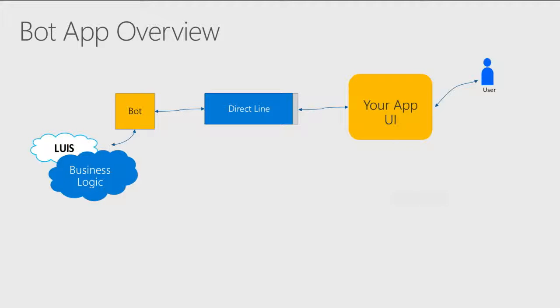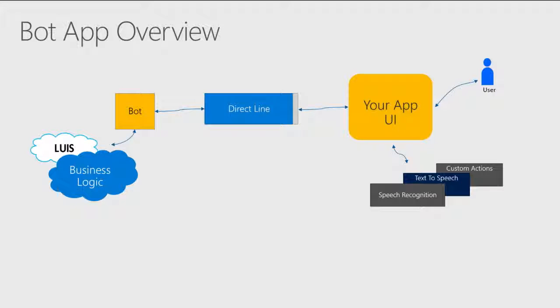Your user interacts with that application, and within that application, you have free rein to make a selection from what functionality you will offer, but also what technologies you will use. So for example, you can use speech recognition and text-to-speech, but you can also have multiple options for which instance of speech recognition or text-to-speech to use.